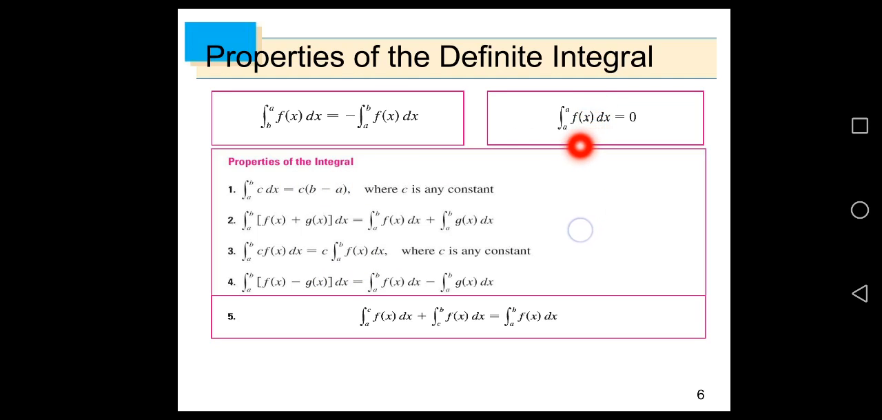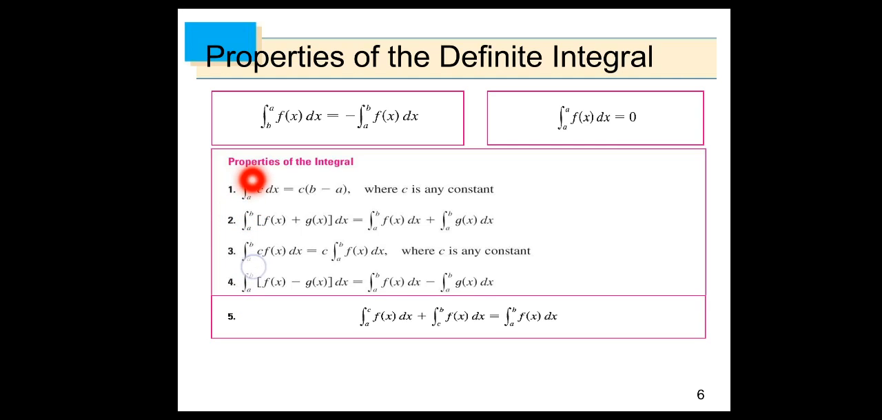Right, now we have the second property, which is the integral from a to a of f of x dx is equal to 0. It means that when we have this a, it's a constant. So this constant will be 1, 2 or 3, and this constant is on the lower limit as well as at the upper limit. So this answer would be 0, because we will be subtracting here, so it will be equal to 0.